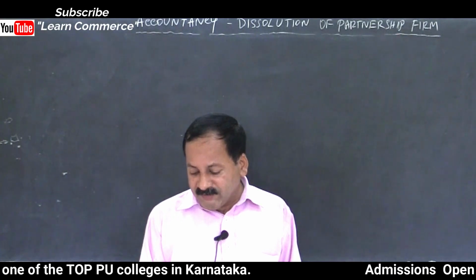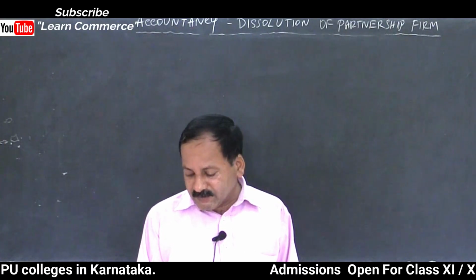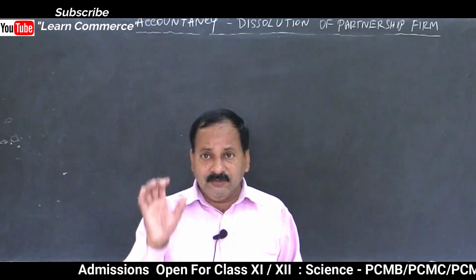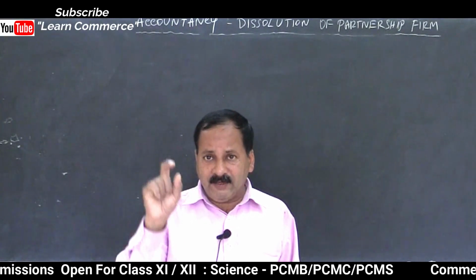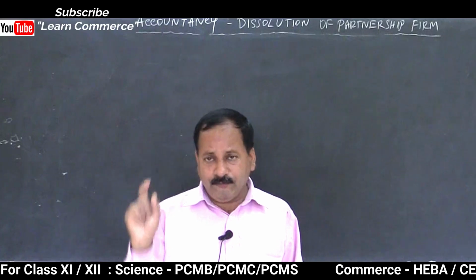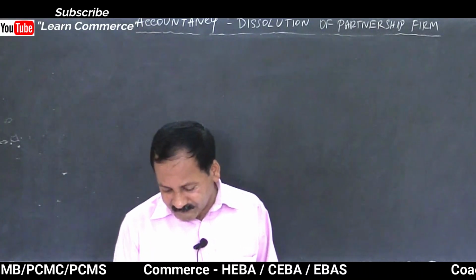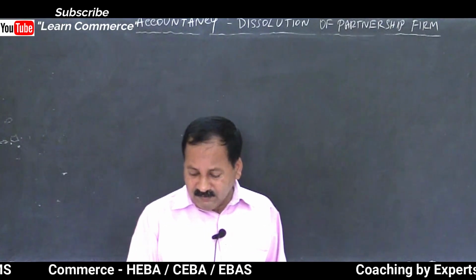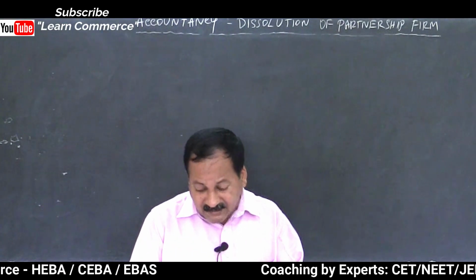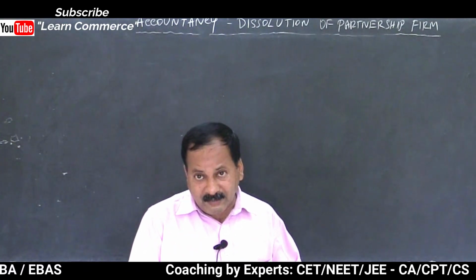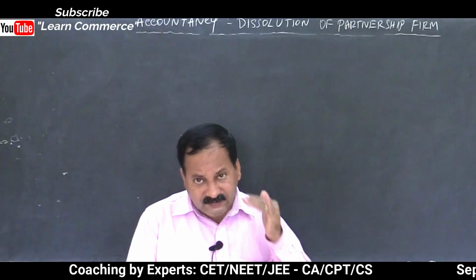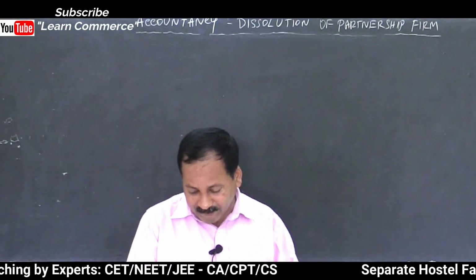Anand, Chandu and Vijay are partners sharing profits and losses in the ratio of 2:2:1. So one point is very clear, 2:2:1 means 2 by 5, 2 by 5 and 1 by 5, 2 plus 2 plus 1, 5 denominator, correct. Then the balance sheet is given. Creditors, we have to bifurcate now, internal or external. Creditors are an external liability, outside liability.